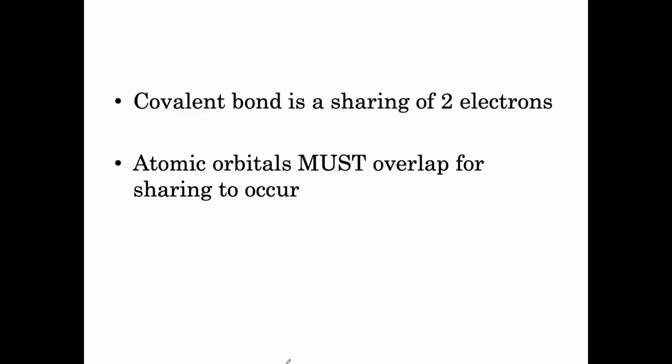Now, to reiterate, covalent bonding is the sharing of two electrons, and the atomic orbitals must overlap for this to occur. And we're going to look at two ways of how they're going to overlap. And first thing, we're going to look at S and P orbitals.